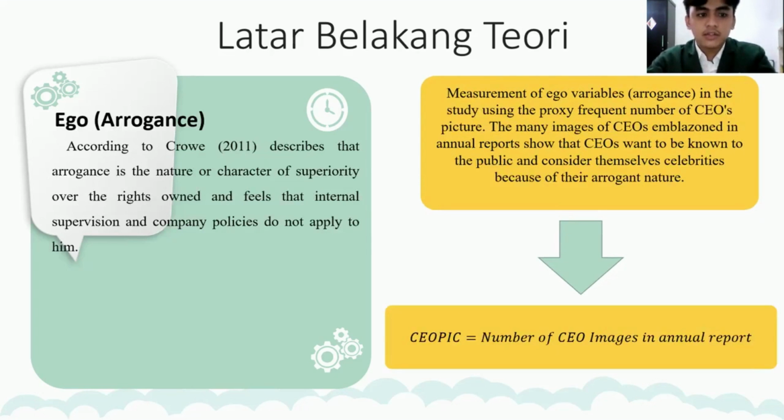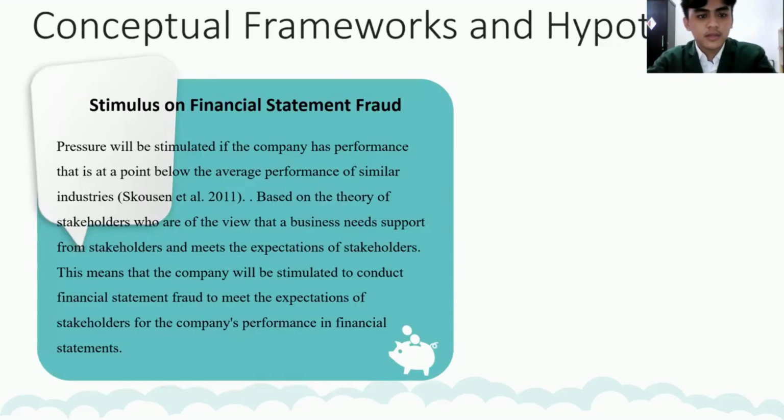And last but not least, ego. Ego is described as arrogance, the nature of superiority over the rights of others, and feeling that internal supervision and company policies do not apply to him. To measure the ego variable, I'm using the frequent number of CEO's pictures.